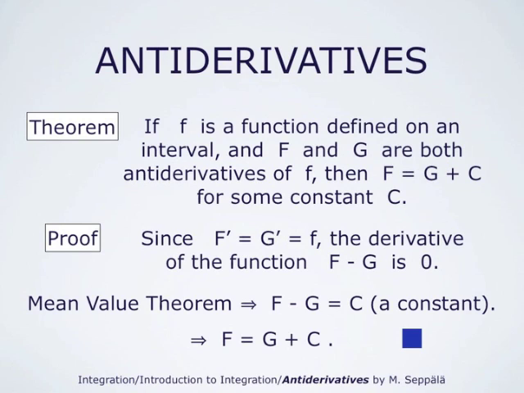Here it is important that the function small f is defined on an interval. For example, the function 1 over x is defined for x positive and for x negative. And for that particular function, the same result does not hold. We will discuss that later more in detail. So if the function small f is defined on a single interval, and capital F and capital G are both antiderivatives, then capital F is capital G plus some constant.